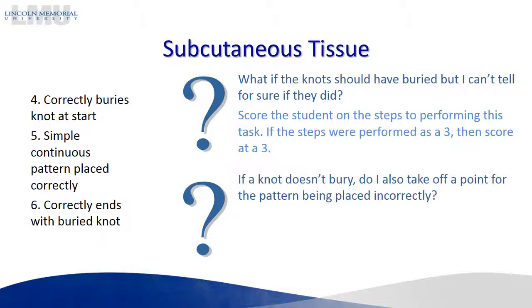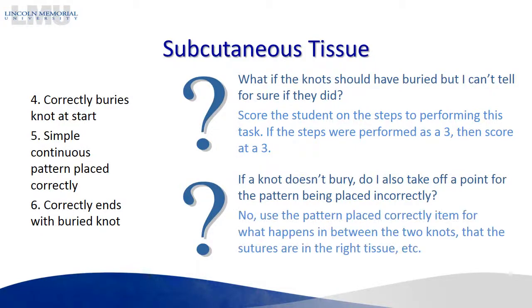So if a knot doesn't bury either that first knot or that last knot because they placed it incorrectly, do I also take off a point for the pattern being placed incorrectly? And the answer to this is no. We want to use that checklist item number 5 for basically what happens in between those two knots.